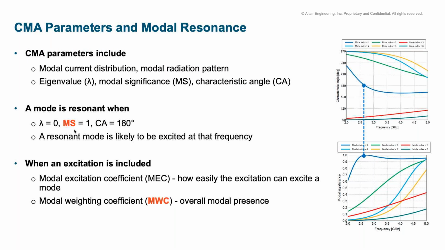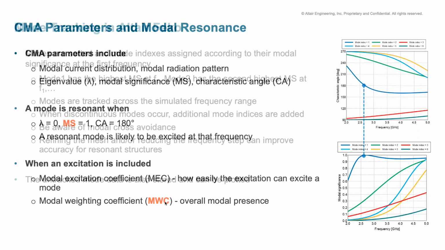So I've highlighted these two parameters in orange here because these are the parameters that I prefer to work with. So modal significance is nice because it is always bounded between 0 and 1. And the modal weighting coefficient is very valuable when working with antenna structures because it tells you what is really happening with respect to the modal presence on the structure.